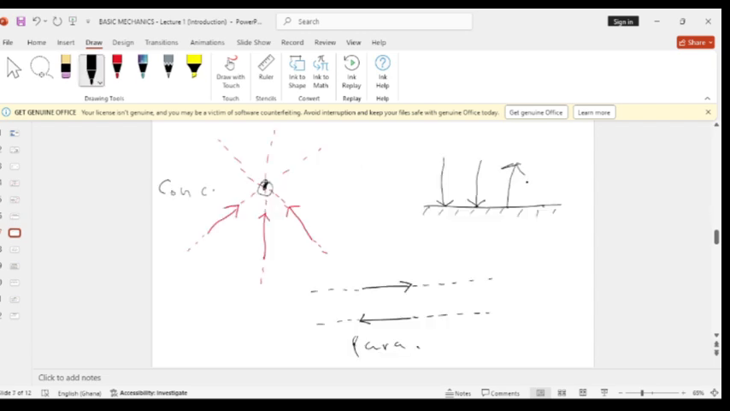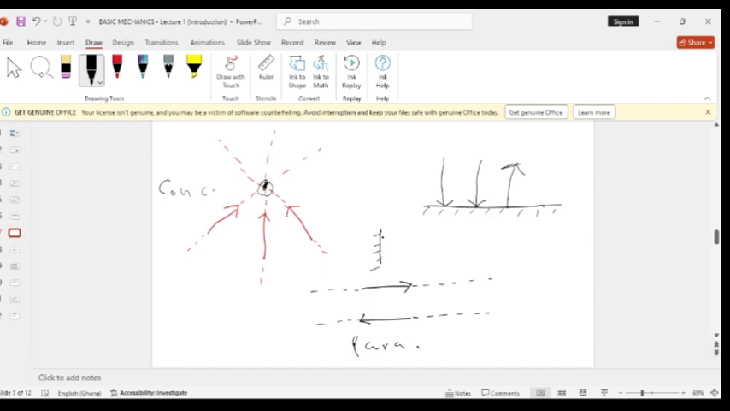When the lines of action lie on a single plane, you see, these lines of action are all lying on the same plane. They all lie on the same plane. So as long as they are lying on the same plane, then we say that they are a coplanar force system.